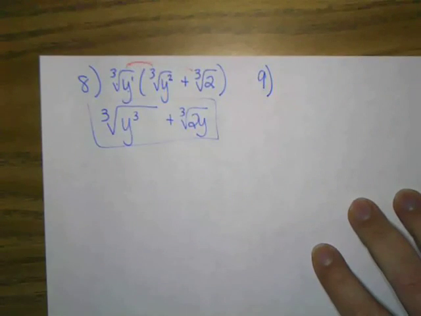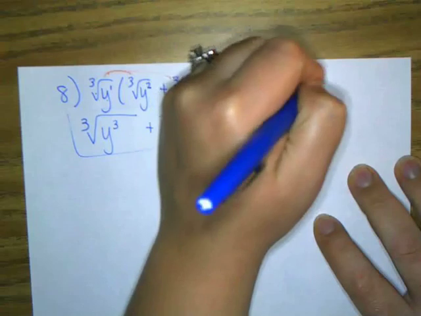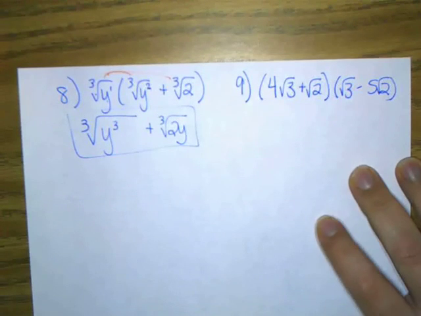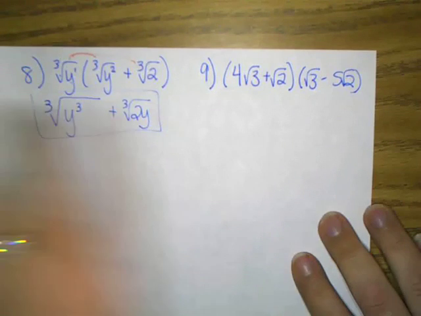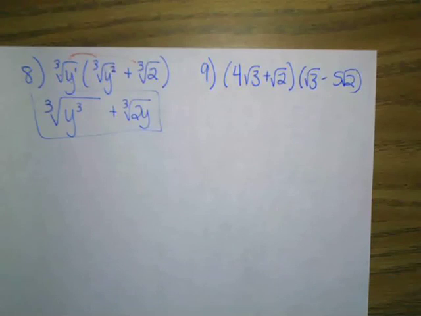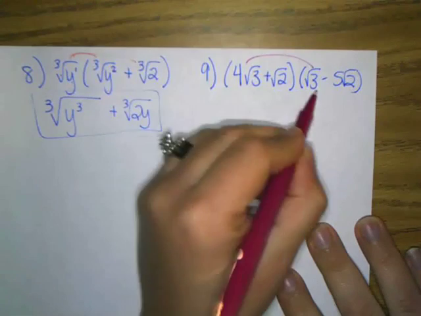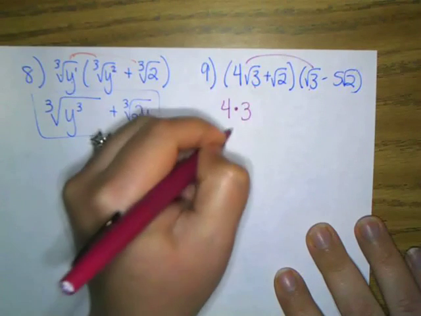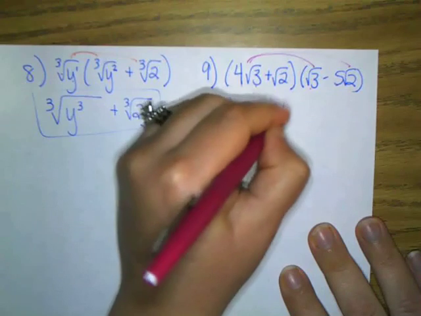Number 9. 4 rad 3 plus rad 2 times rad 3 minus 5 rad 2. So here we have a binomial, 2 terms times 2 terms, so you should all be saying the magic word, which is FOIL. So first times first, 4 rad 3 times rad 3 is 4 times 3, so that just makes 12. Outside, 4 times 5 is 20, minus 20.